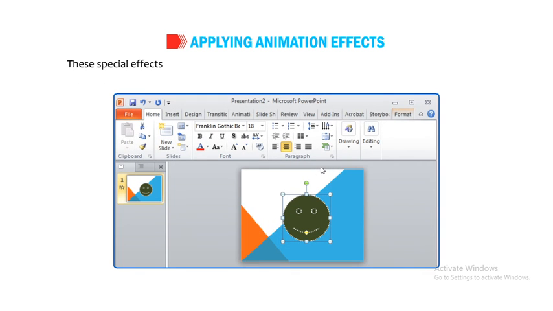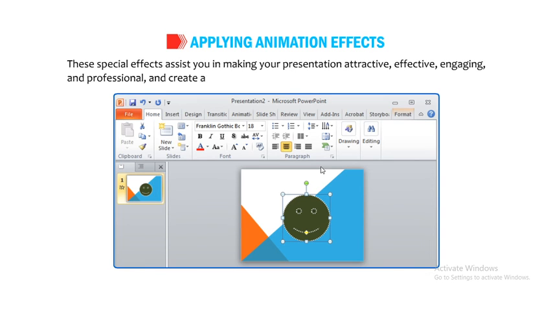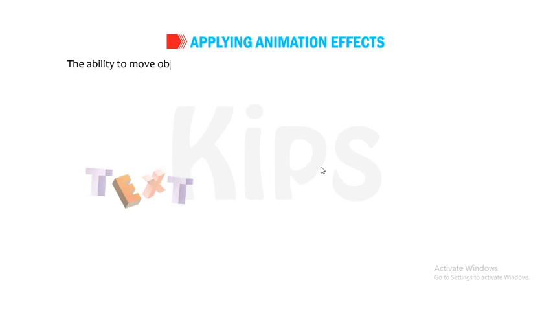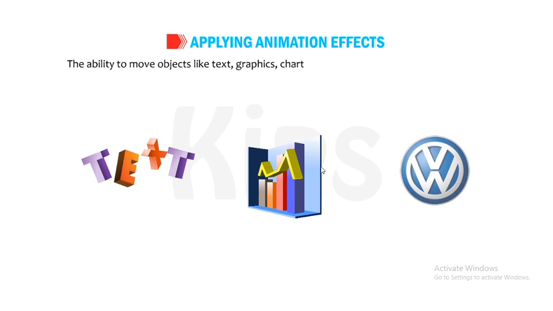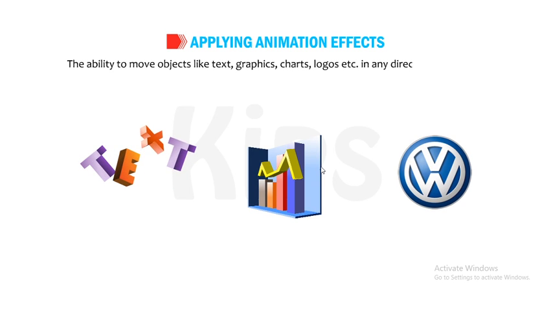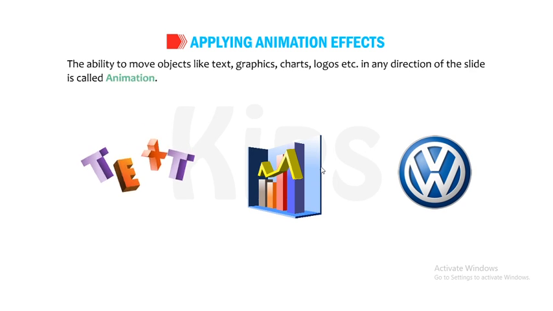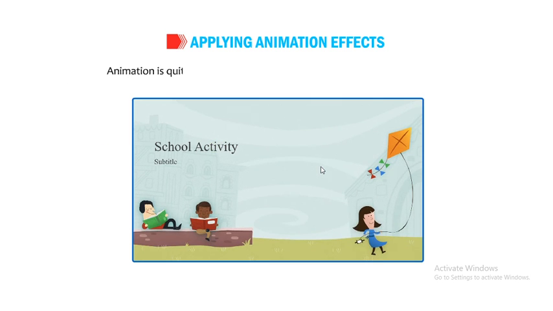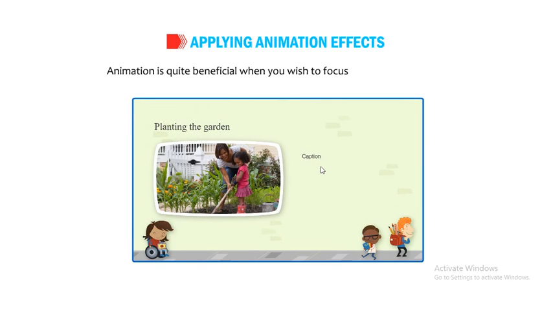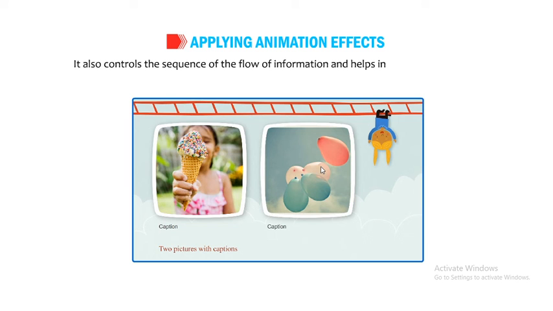These special effects assist you in making your presentation attractive, effective, engaging, and professional, and create a greater impact on the audience. The ability to move objects like text, graphics, charts, logos, etc. in any direction of the slide is called animation. Animation is quite beneficial when you wish to focus on important points. It also controls the sequence of the flow of information and helps in making information more impressive.